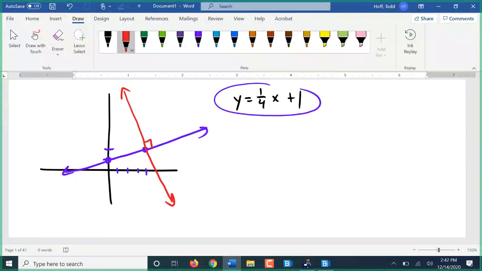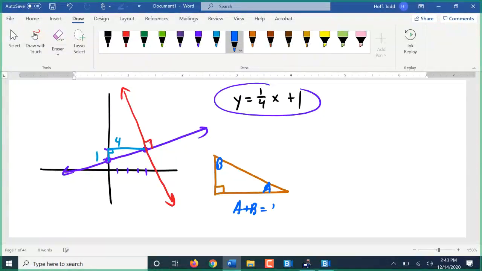Perpendicular means that this has to make a right angle, 90 degrees. Well, we have this slope triangle here that is 1 by 4. And we know that in any right triangle, the two angles that are not the right angle, in other words, this angle here and this angle here, have to add up to 90 degrees. Because the total, the angle sum of a triangle, is 180. The right angle is 90, so the other two must make up the other 90. So this angle and this angle combine to make 90 degrees.